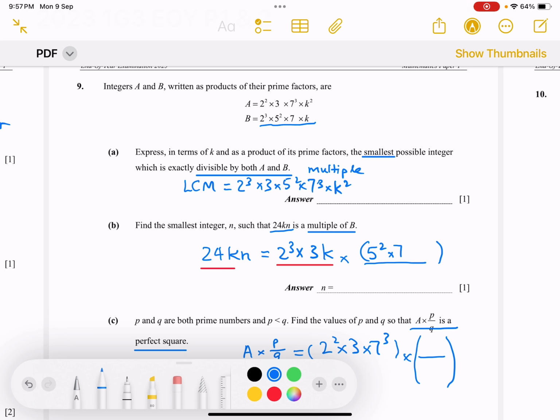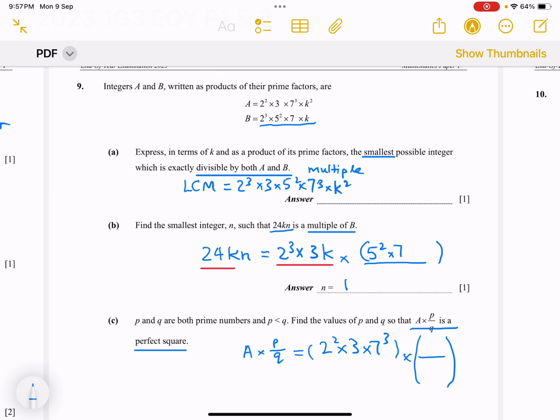And we have to work it out, which is 175.